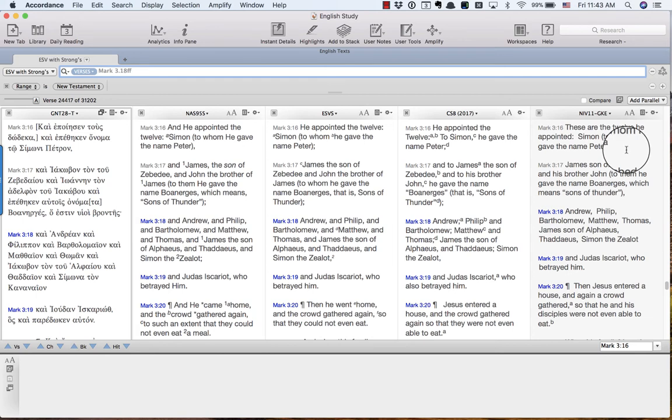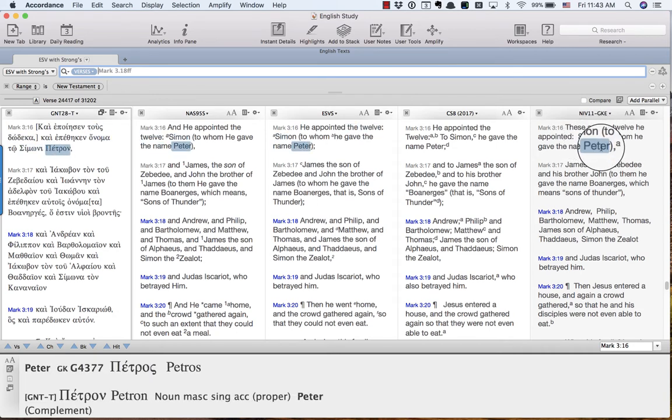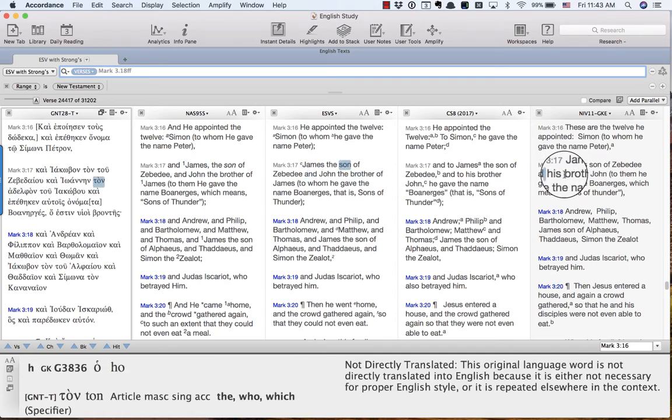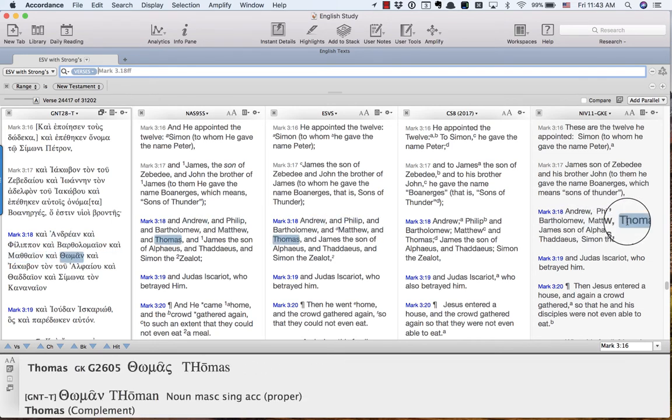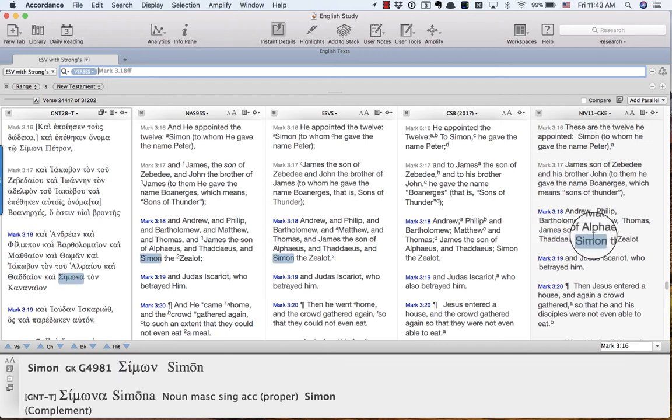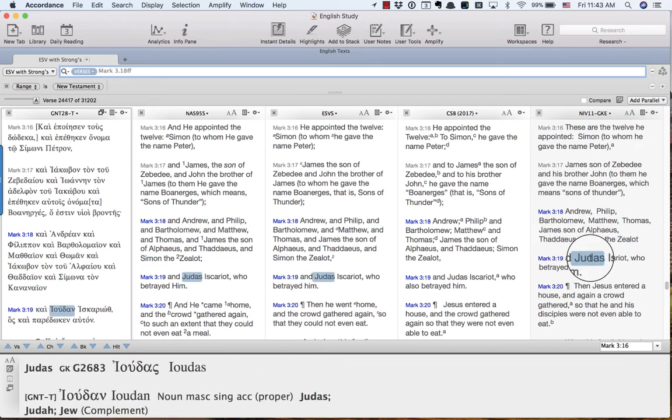This is one of those cases where I think the NIV, and yes, I'm on the committee, but I didn't have anything to do with this, I think they got it just right. They ignore the initial chi, which makes perfectly good sense. And these are the 12 he appointed: Simon, comma, James and John, comma, Andrew, Philip, Bartholomew, Matthew, Thomas, James, Thaddeus, Simon, and Judas. Now, that's English. That's proper English style. And frankly, style is part of communicating, and therefore it should be part of translations.